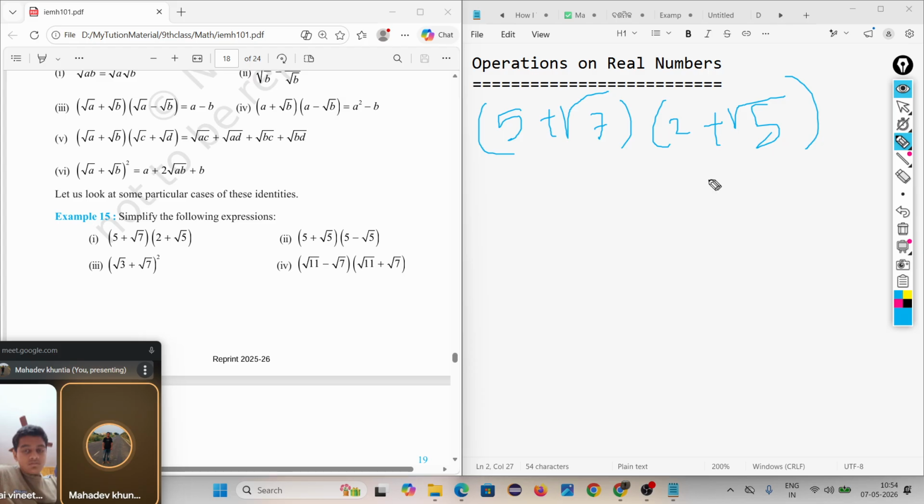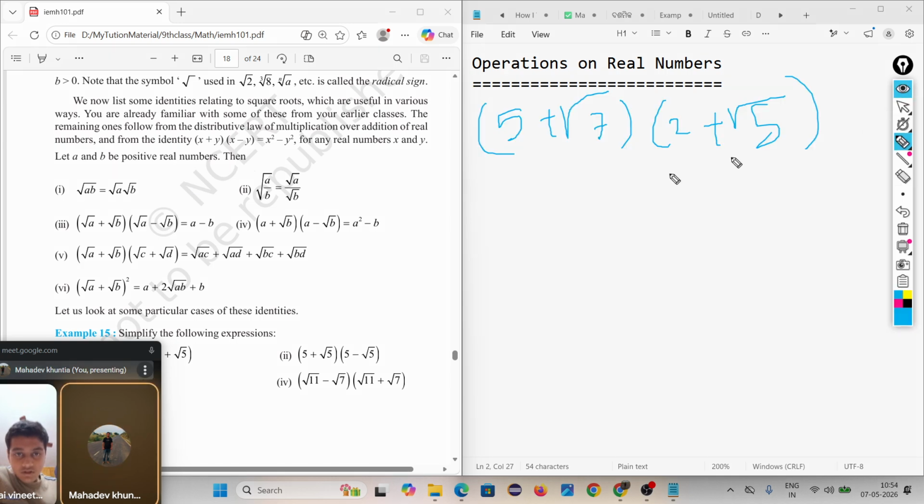By looking at this, tell me, which property does it come under? a square plus b square? No, no. x plus a, x minus b. Look at the first question. This is your identity, and this is your question. Which one is suitable for this? a, b, this is not. In the first term, look.